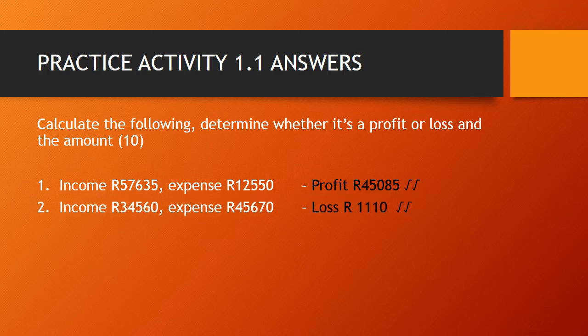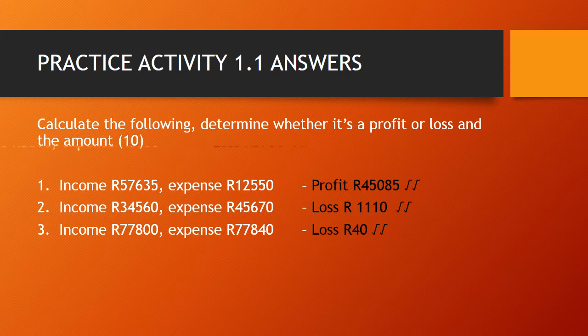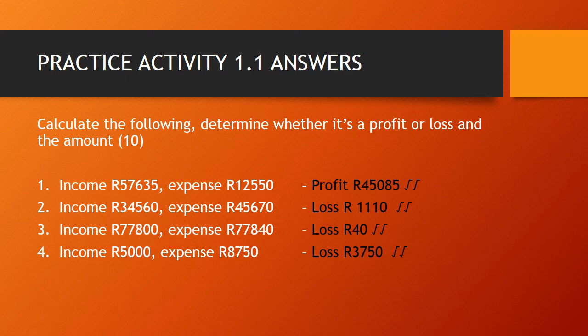Number 2, when you look at number 2, the expense is more, which makes this business to have made a loss of 1,110, and this is for 2 marks. Number 3, when we look at the income and expense, we can see that the expense is more, hence the business has made a loss of 40 rand, and that is 2 marks. Number 4, when we look at our income and expense, the expense is more. Hence, this business has made a loss of 3,750, and this is for 2 marks.